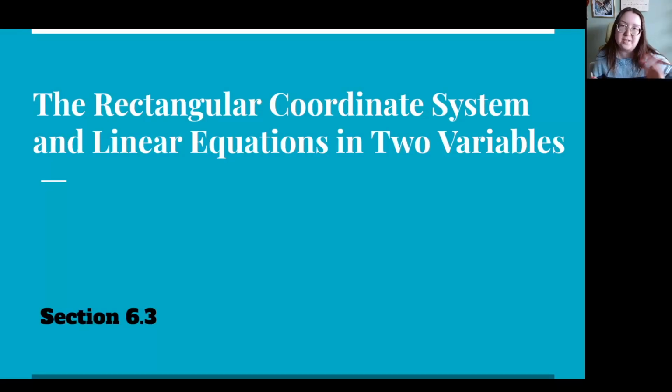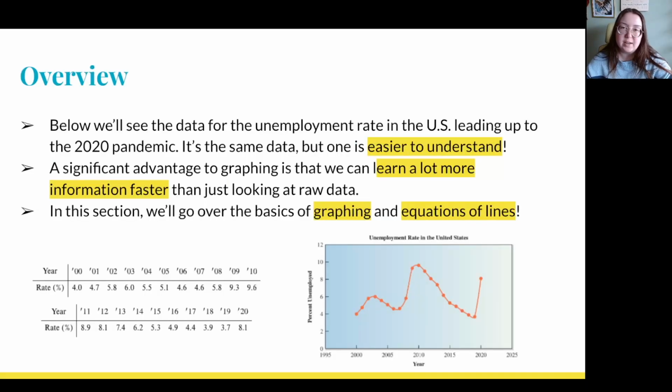Hello everyone, we're going to go ahead and do section 6.3, which is the rectangular coordinate system and linear equations in two variables. Now, as an overview below, we'll see the data for the unemployment rate in the US leading up to the 2020 pandemic. It's the same data, but one is easier to understand.